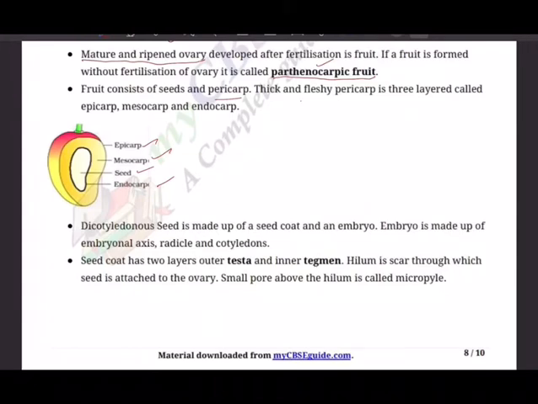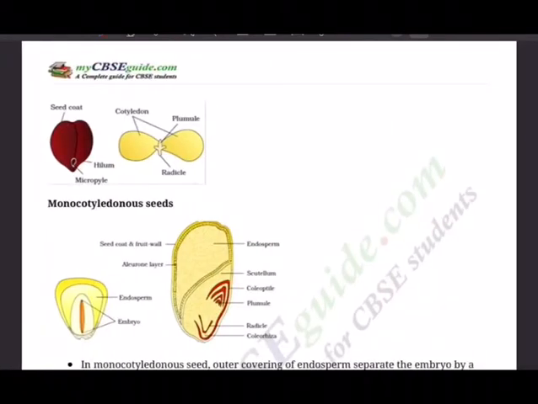Dicot seed is made up of seed coat and embryo. So there is a seed coat and an embryo, and the embryo is made up of embryonal axis, radicle which is going to become root, and cotyledons. Seed coat covers. Seed coat has 2 layers, outer testa and inner tegmen. Hilum is a scar through which seed is attached to the ovary. Small pore above the hilum is called micropyle. This plays a very crucial role during fertilization.